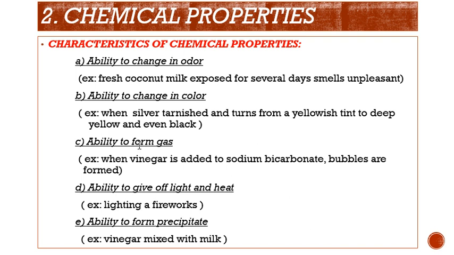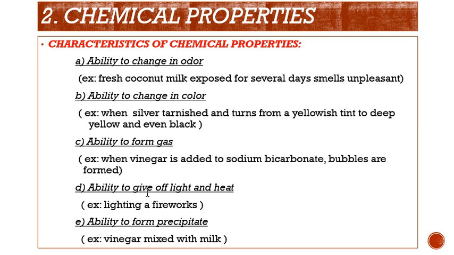Another one is ability to form gas. So for ability to form gas, an example is when vinegar is added to sodium bicarbonate, bubbles are formed. So if we mix the vinegar with sodium bicarbonate, bubbles will form. So it is no longer the original substance. So there is a change. So that is already what we call a chemical property, ability to form gas.